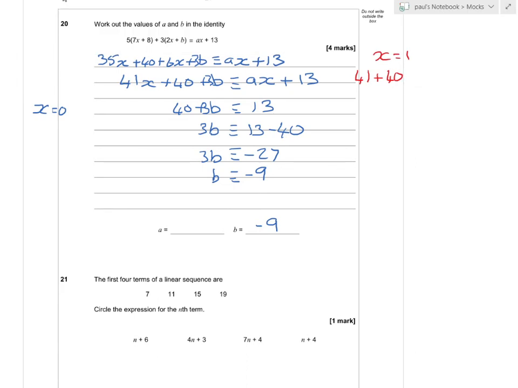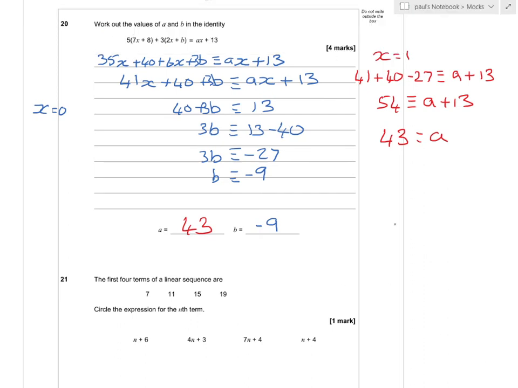Yeah, this is a complicated one for a foundation question. Minus 27. Now, a times 1, a plus 13. So 40 and 41 is 81. So 81 minus 27 is 54. So 54 is a plus 13. So 54 take away 13 is 43. Equals a. So a is 43.